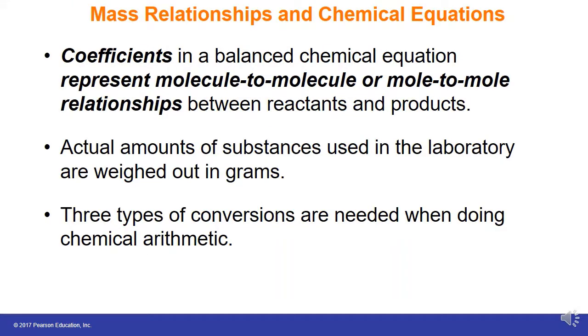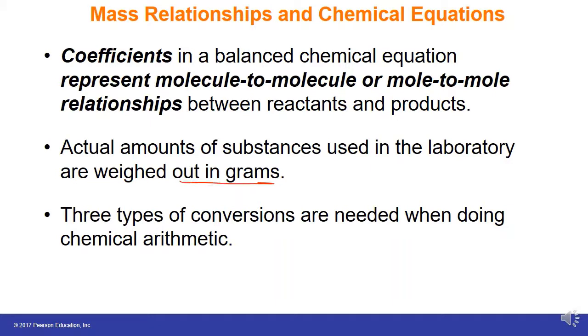So we already know that the coefficients in the balanced equation represent those molecule to molecule or mole to mole relationships. And when we do this in the lab, we can't say, okay, I need 5 moles of iron to give me a product. We can't measure moles, but what we can measure is grams or milligrams of a substance, right?